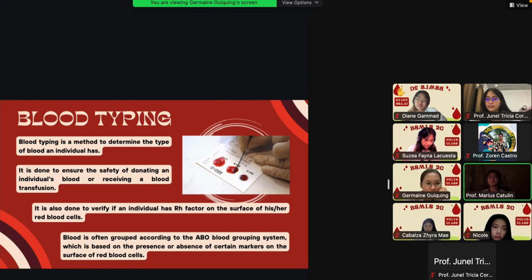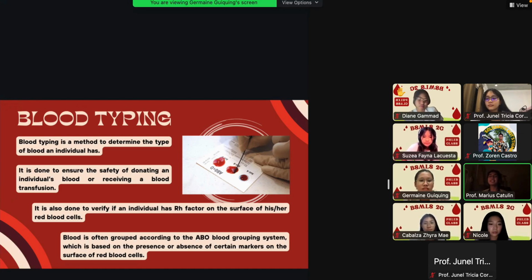Zhyra. Sir, ano po? Diane po. Ayun, Diane. I'm sorry. Sir, to ensure po compatibility po. To ensure safety of donating the blood or receiving blood for transfusion. Okay, so tama si Diane.